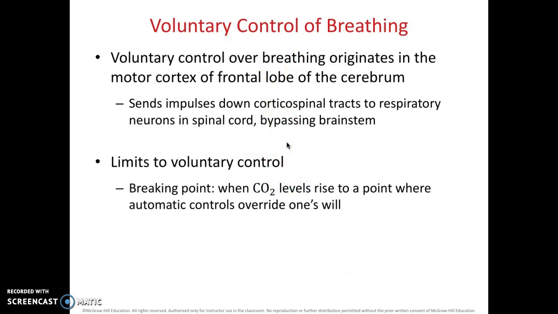During voluntary control over breathing, the control originates in the motor cortex of the frontal lobe of the brain. This sends impulses down the corticospinal tracts to the respiratory neurons within the spinal cord and bypasses the brainstem, where the very basic breathing originates. And there are limits to voluntary control. The breaking point is when carbon dioxide levels rise to a point where automatic controls will then override people's will. So you can't always voluntarily breathe as you would like, and this protects your body.